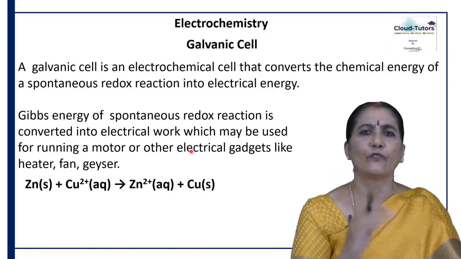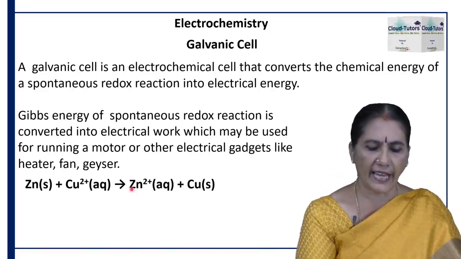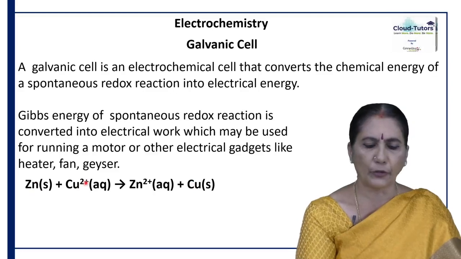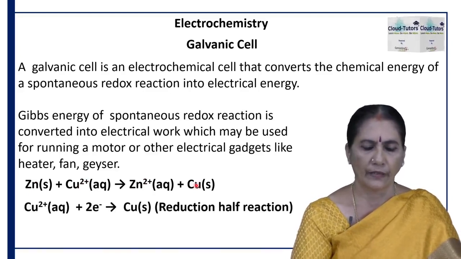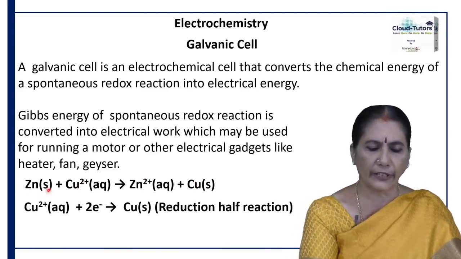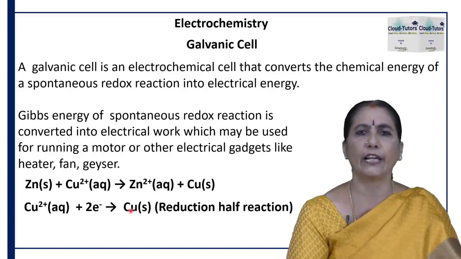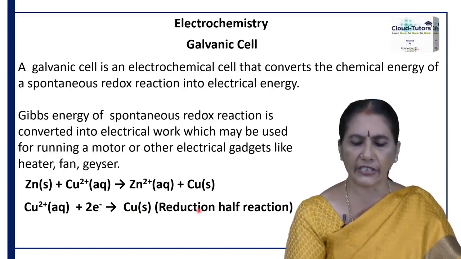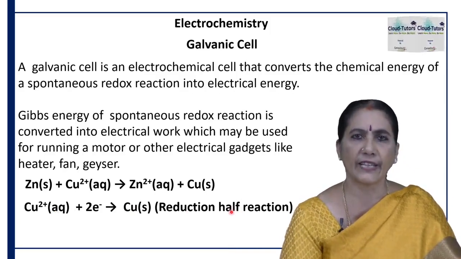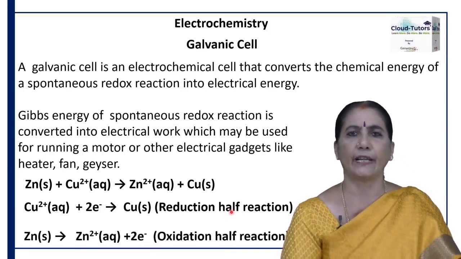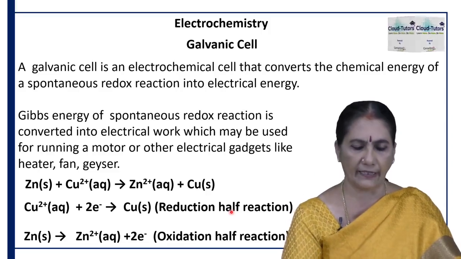Generally, in the case of zinc copper cell, the overall reaction, we write it as zinc plus copper 2 plus getting converted into zinc 2 plus plus copper. You see, actually this particular reaction is the summation of the two reactions which are taking place, one is the reduction half reaction taking place at the reduction half cell, and the other is the oxidation half reaction at the oxidation half cell.